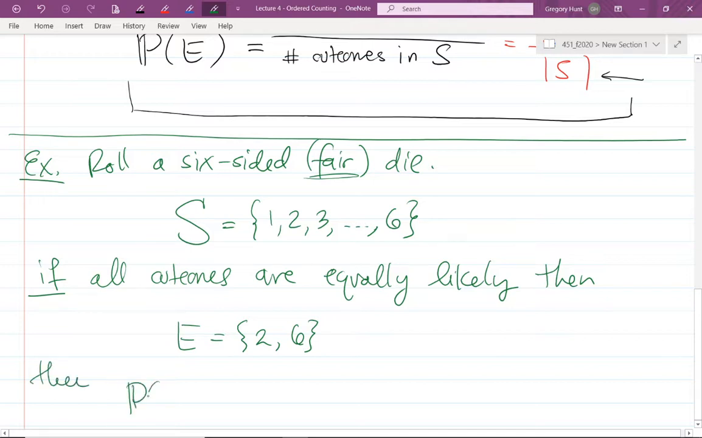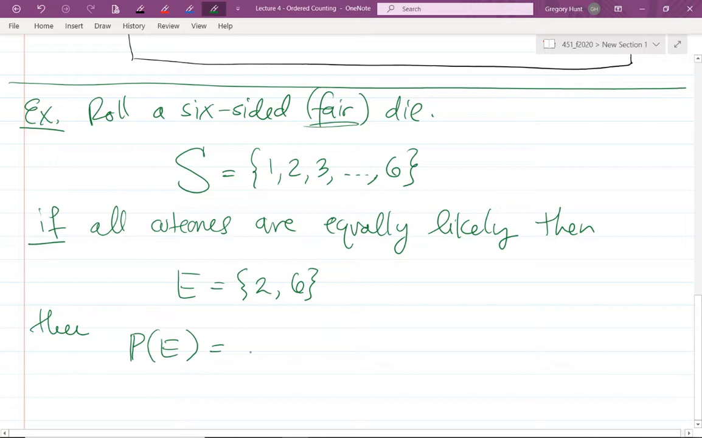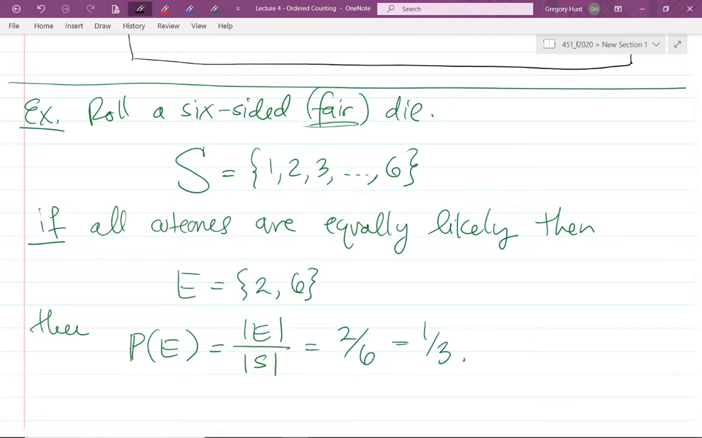then I can calculate the probability. Let's write that legibly for you. The probability of E, that is the probability of getting a 2 or a 6, will be the number of things in E over the number of things in S. That is 2 things in E, 6 things in S, or a third. Which makes sense. Again, I think people have some intuition when rolling a die like that.